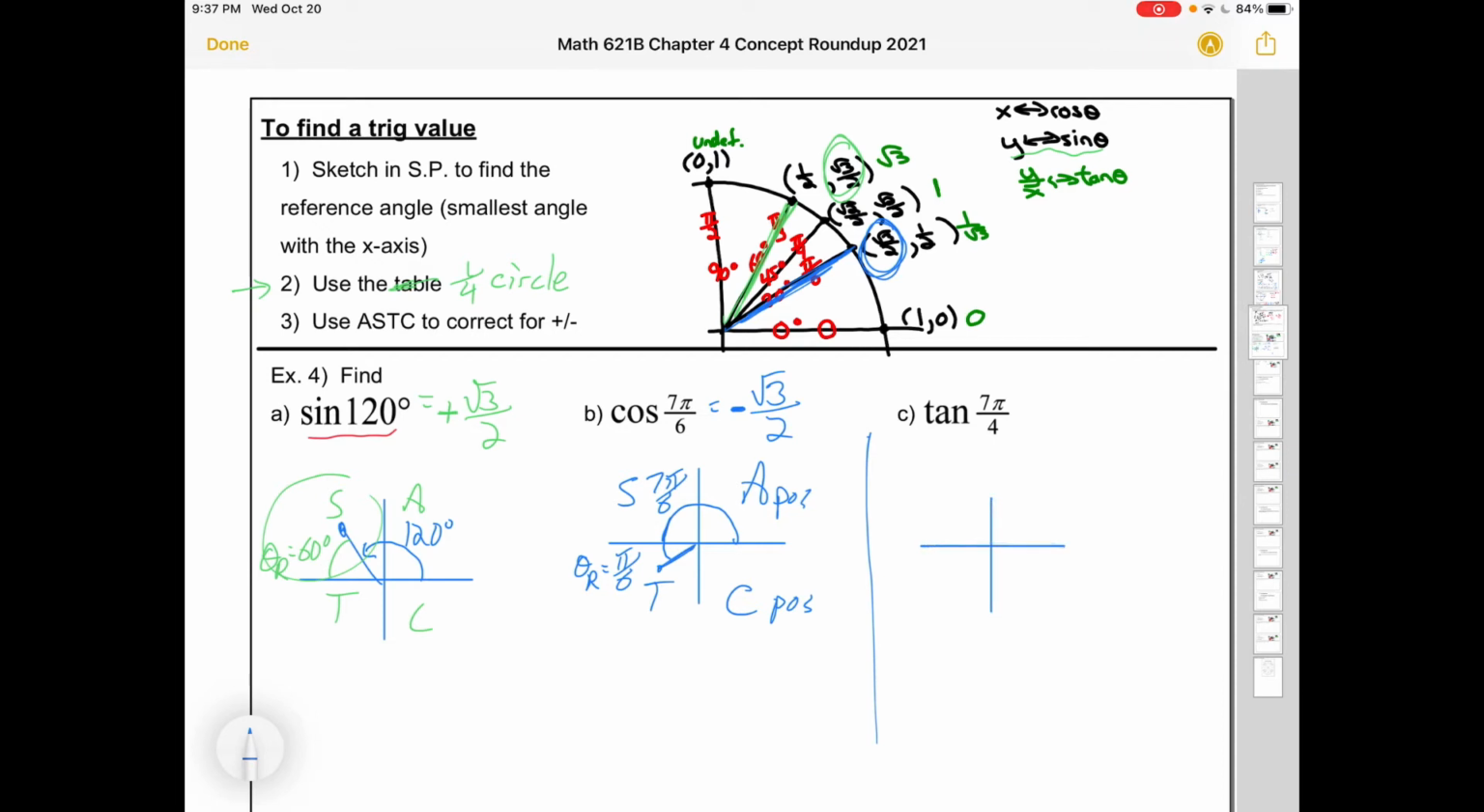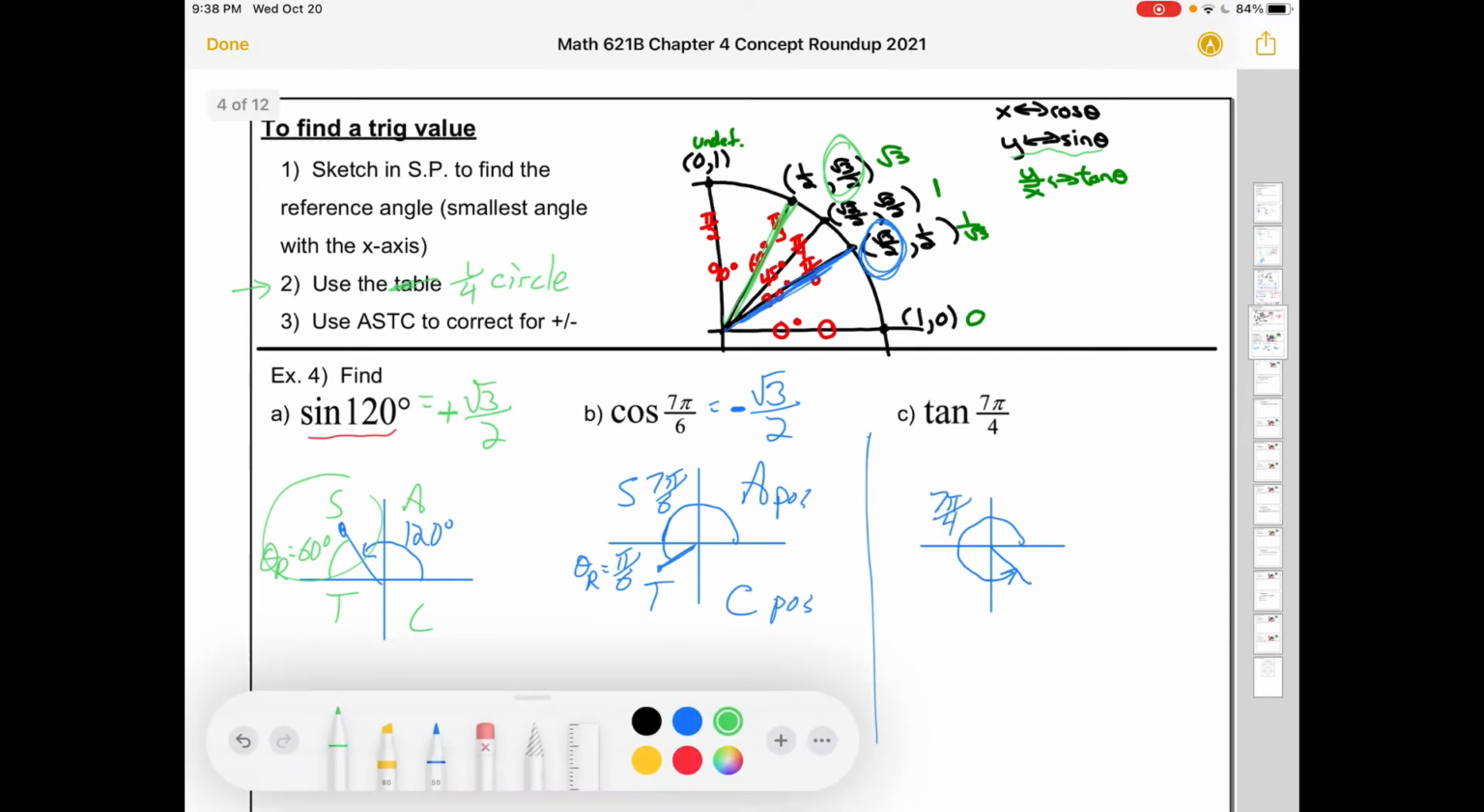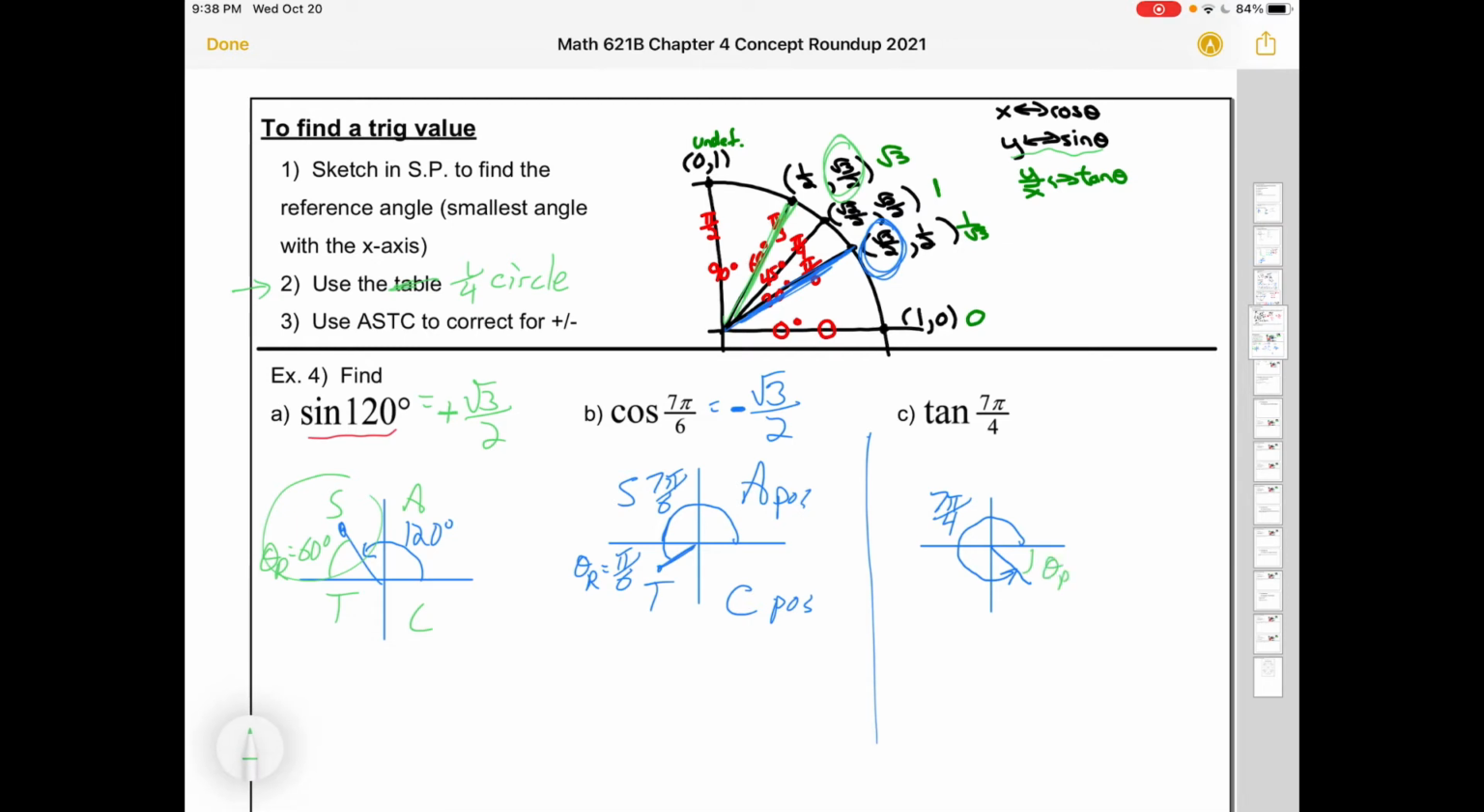So again, if you want, you can call this 315 degrees, or 7 times 45. But I'm just thinking, oh, there's 2 pi over 4, 4 pi over 4, 6 pi over 4. Okay, that is the angle 7 pi over 4. The reference angle is going to be this one right here. It's with the x-axis, not with the y-axis. So I get a reference angle of pi over 4.